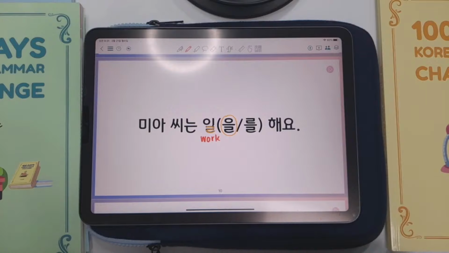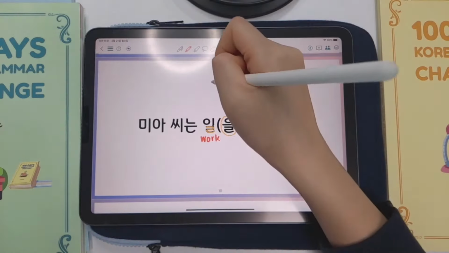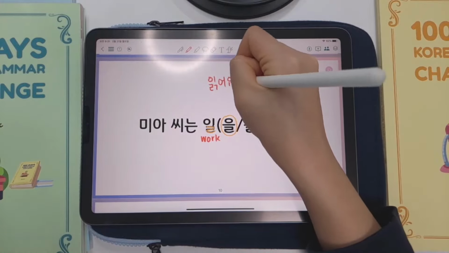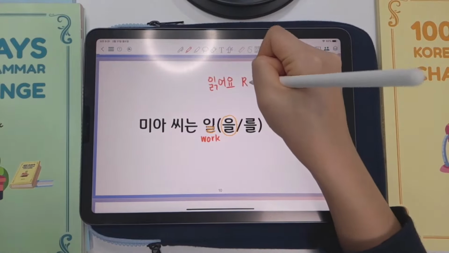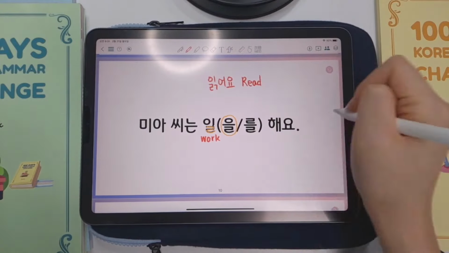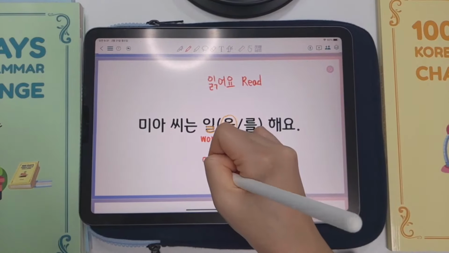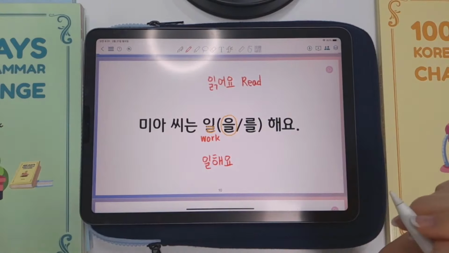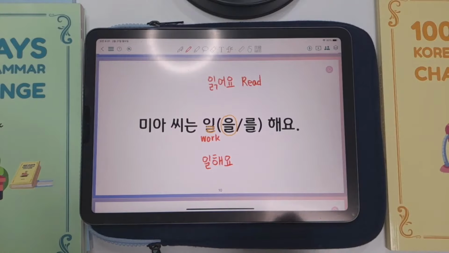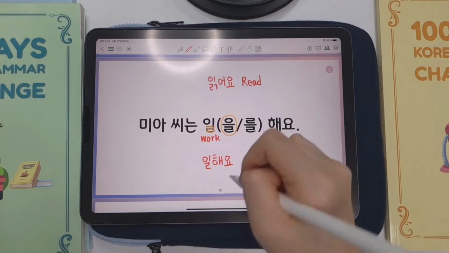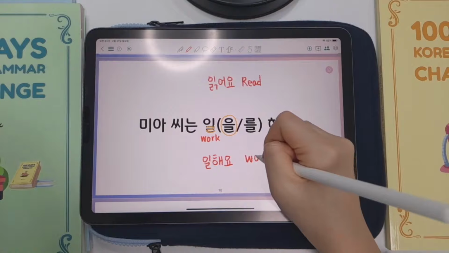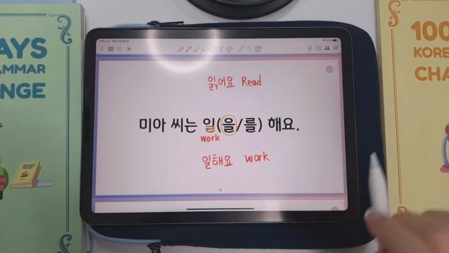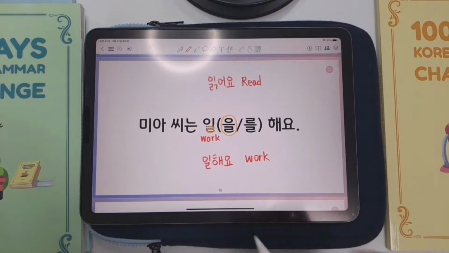미아 씨는 일을 해요. What does it mean? Read is 읽어요. Quite similar, but it is read. And 일을 해요 is to work. 맞아요. 프라텍샤 씨, 안기 씨, 주다 씨 맞아요. 미아 is working. 일해요. Work. 일해요. So 일 means work. 미아 씨는 일을 해요. Okay, so 일을 해요.